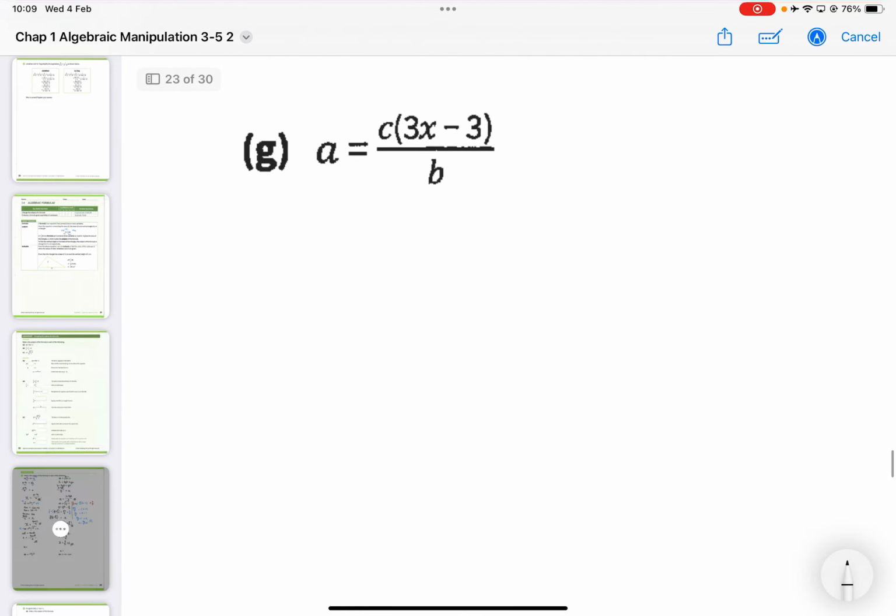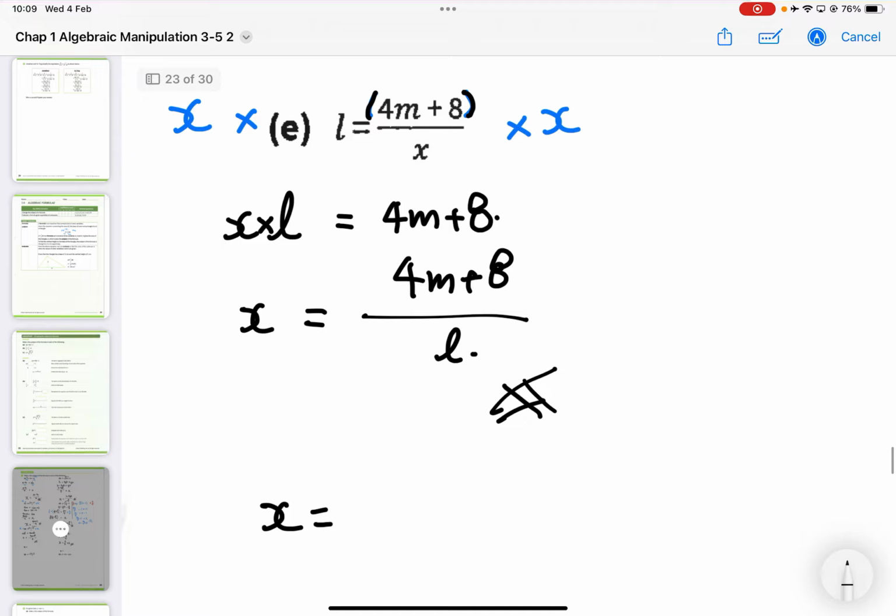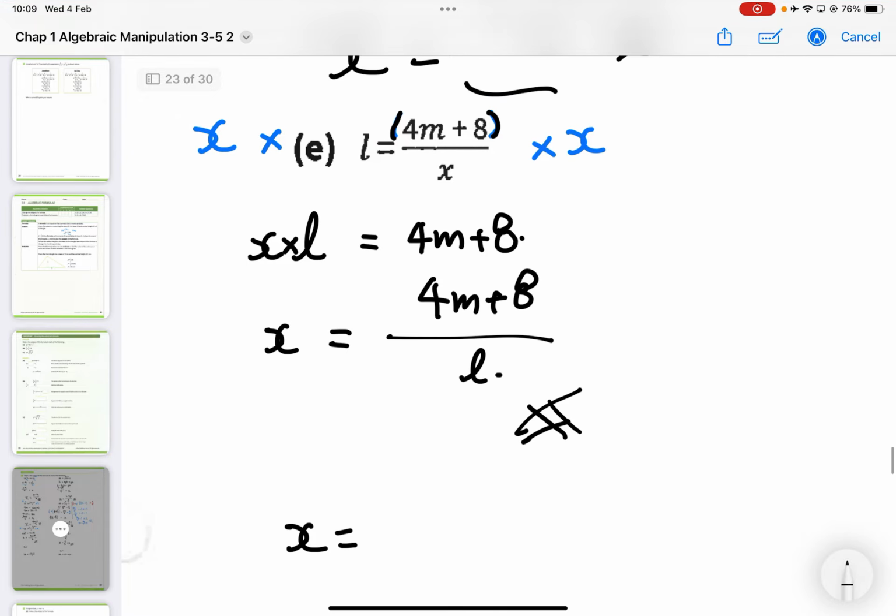Okay, part G. The idea is I don't want x to be denominator. So when I multiply to both sides, it will end up as numerator already. Then finally, just divide both sides by L. Okay?